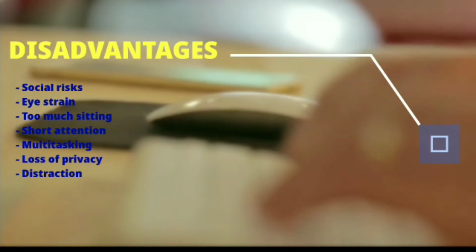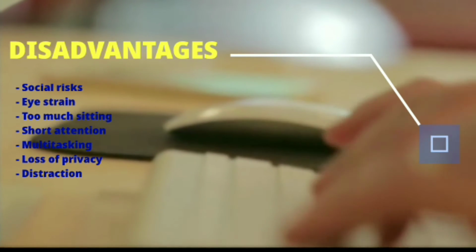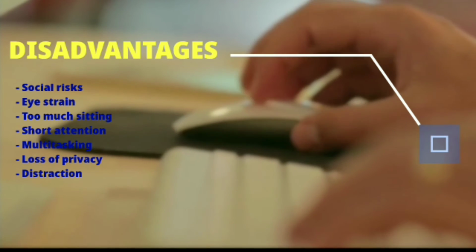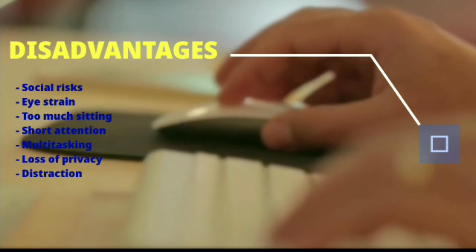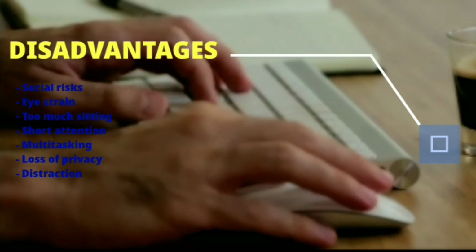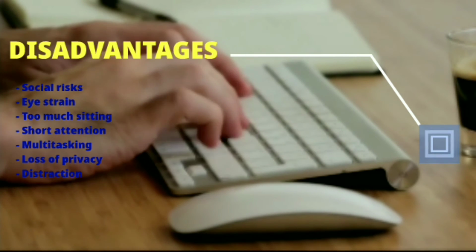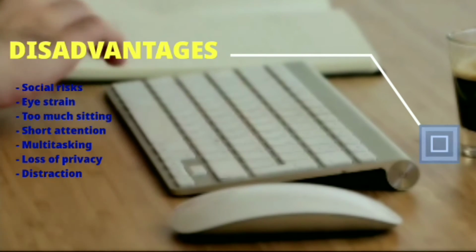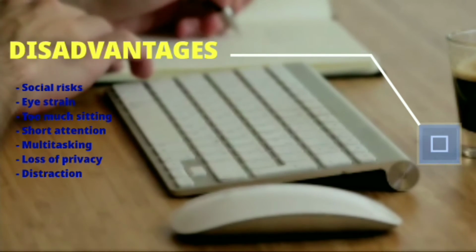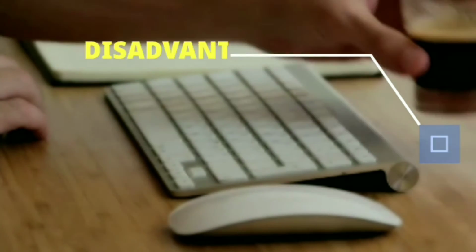Some of the disadvantages of using a computer are carpal tunnel and eye strain. It hurts your eyes when you use it too much sitting, short attention span, and too much multitasking can limit learning and create a dependency, potential loss of privacy, and sometimes time sink and lots of distraction.